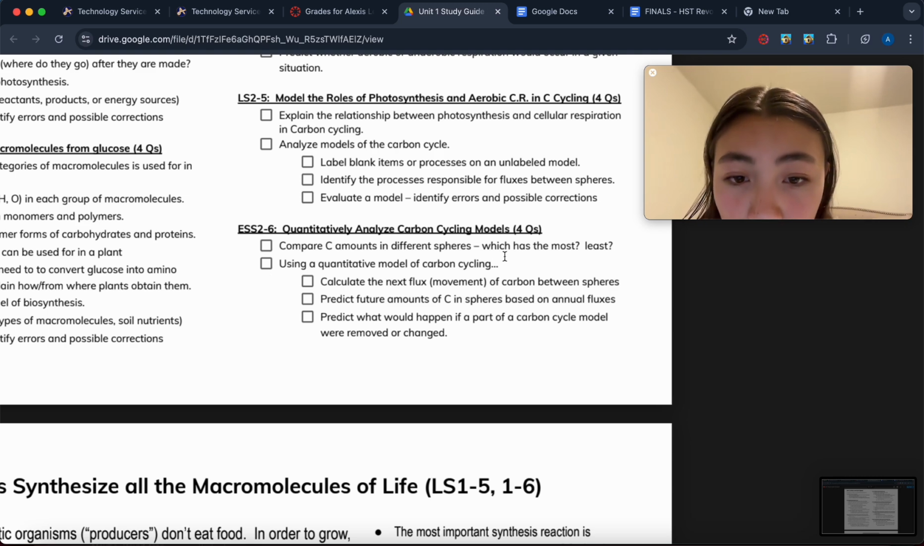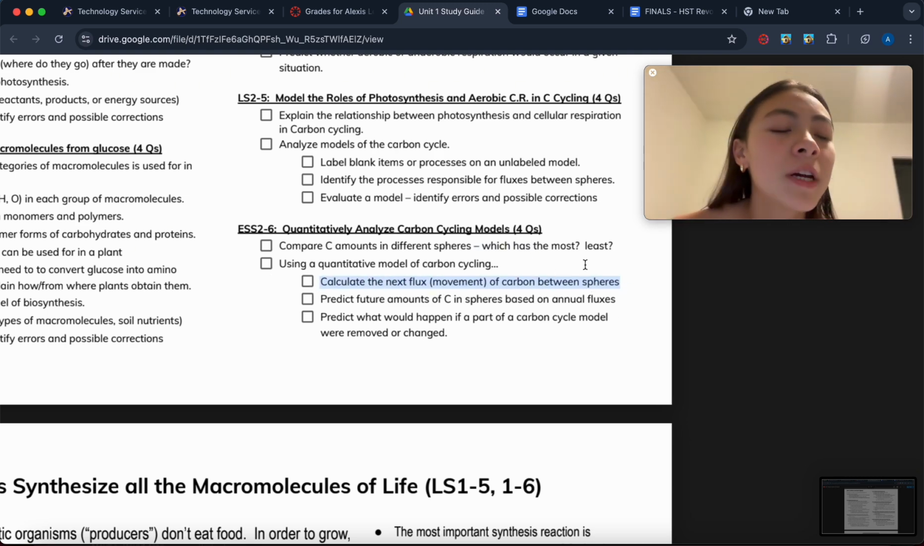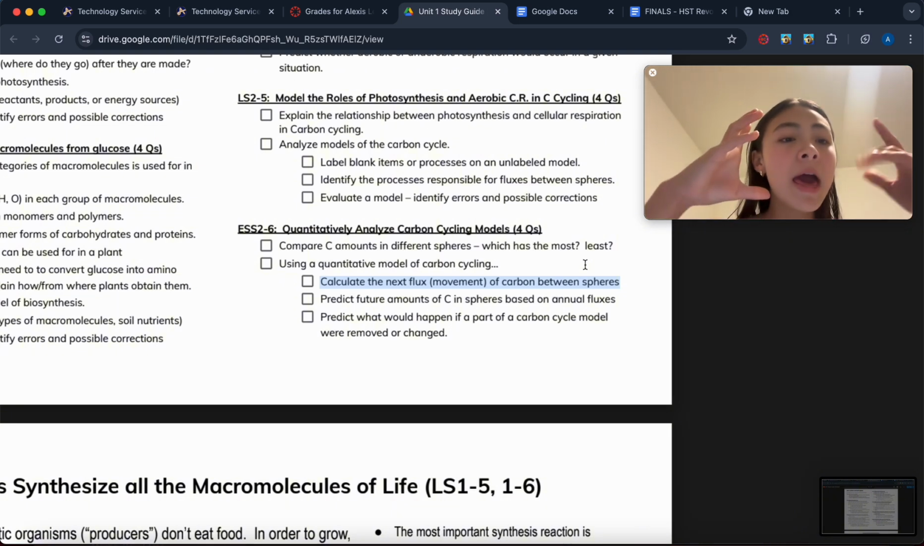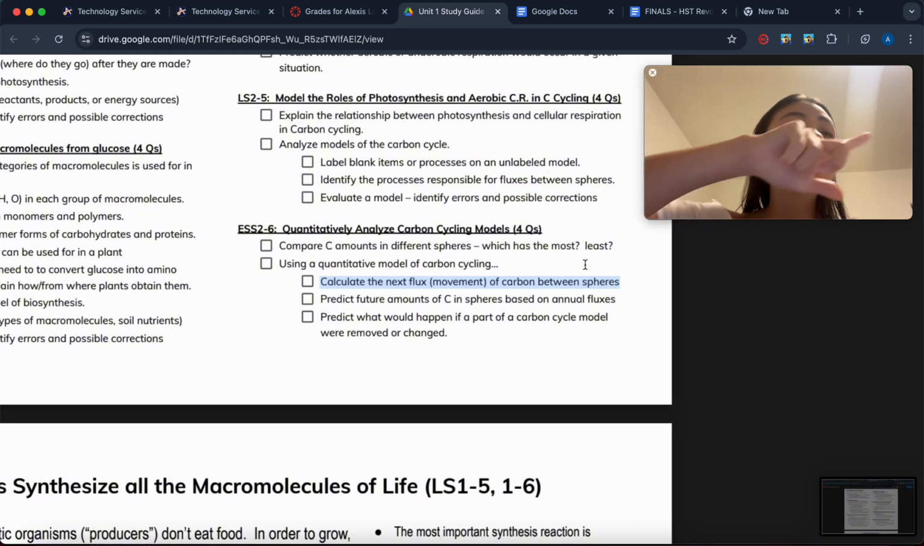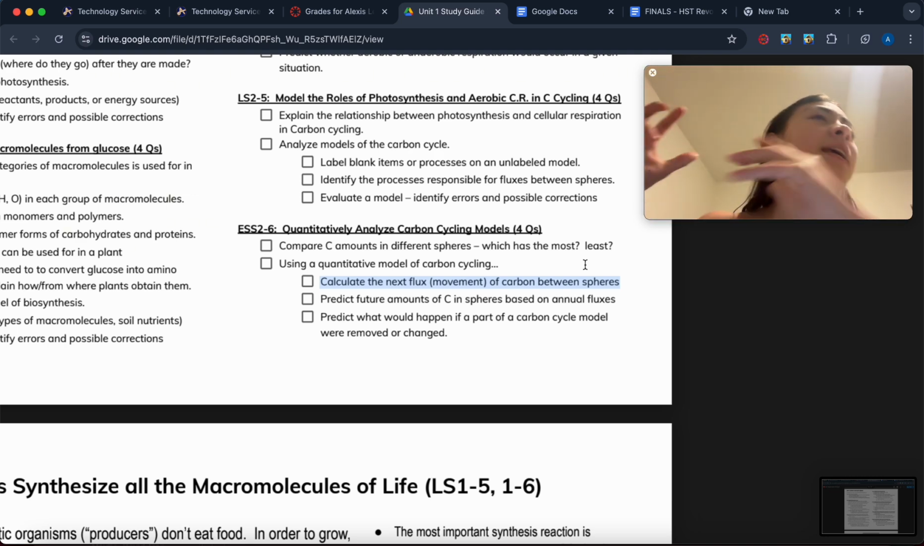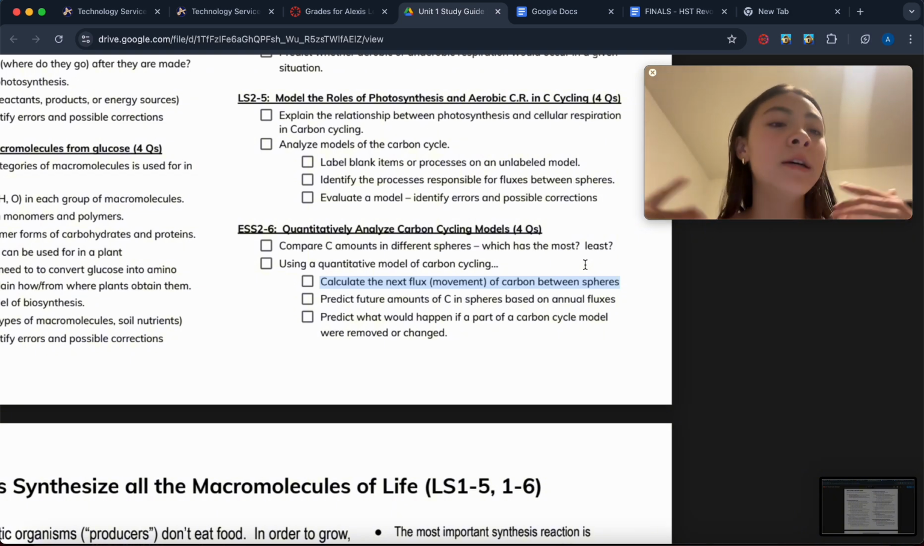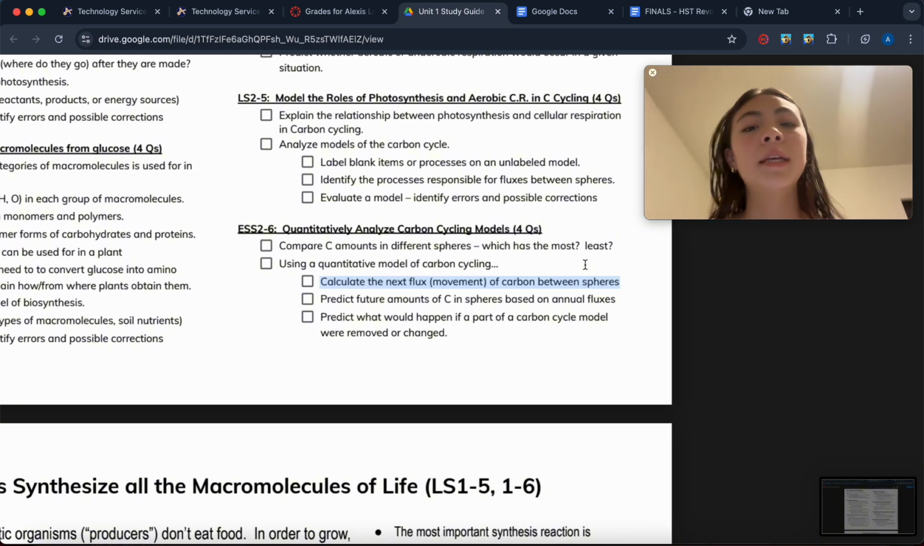And then using a quantitative model, calculate the change. That's literally just the arrows: what it's taking out, what's coming out. Let's say you're focusing on the atmosphere. Arrows going down out of the atmosphere, it's losing that much. Arrows going into the atmosphere, it's gaining that much. By adding those two values together, and if it's going out, that'll be a negative value, you'll be able to find whether it's gaining or losing that much carbon.